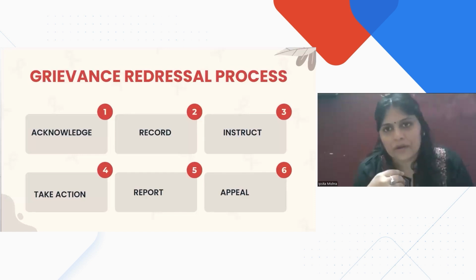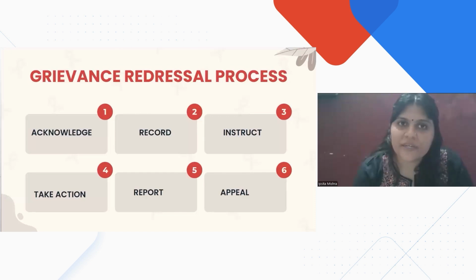Last thing, for example, I'm the person who has been discriminated against, and I'm not happy with the redressal process that the complaints officer gave. I'm very dissatisfied with the result or action taken. So I have an option of appealing also. So if the victim is not satisfied, then they can approach the ombudsman at the state level. Or even if you're not happy with the state level, any other legal action also you can take. Any other legal recourse you can take. So this is what the law states about the grievance redressal process: acknowledgement, recording, instruction, taking action, filing reports, and appeal. This is how the grievance redressal process looks.